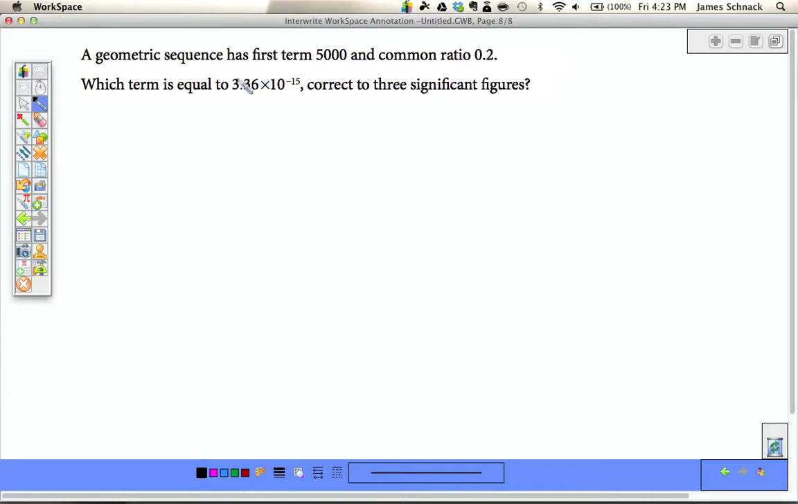What that means is that since this is IB world, this 3.36 times 10 to the negative 15, this 0.0000 blah blah blah 336, that's rounded, ladies and gentlemen. So the answer that we get is probably not going to be an exact integer value. So here we go. 3.36 times 10 to the negative 15th. Do not use that e negative 15 notation here on your paper, people. That's how the calculator handles this. So we write that equals our rule, 5,000 times 0.2 to the n minus 1.